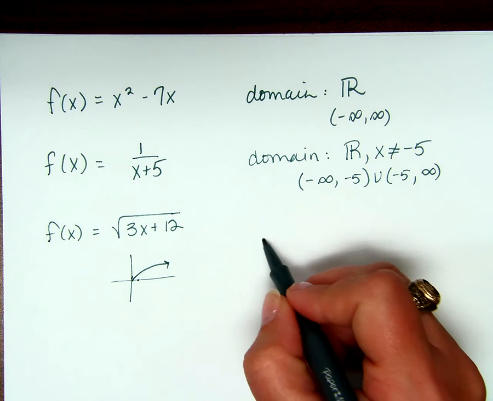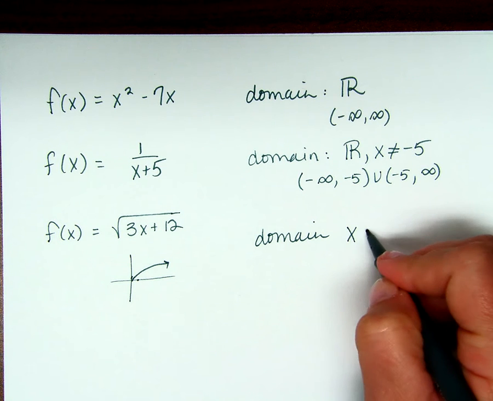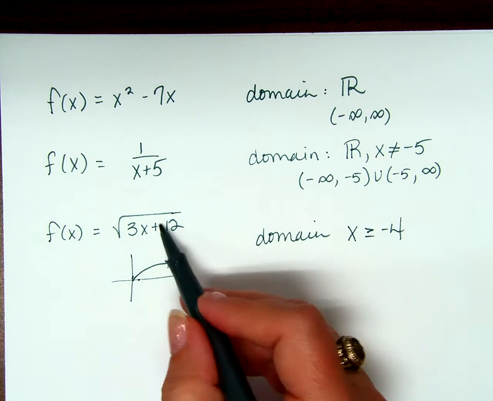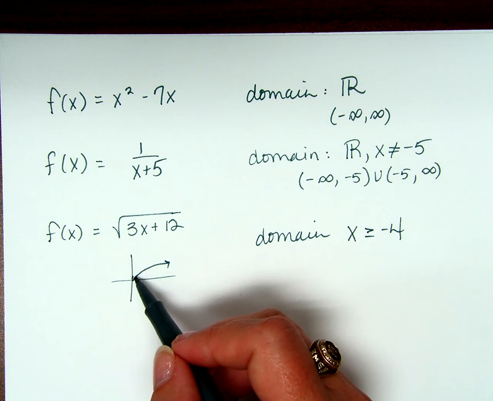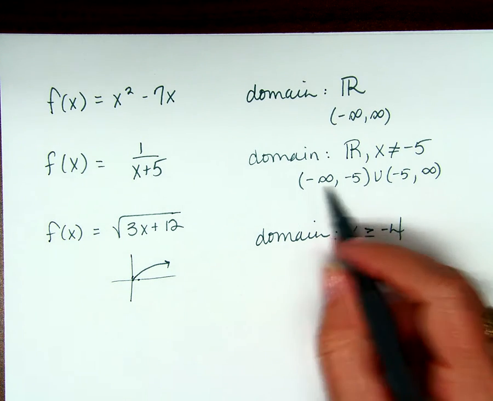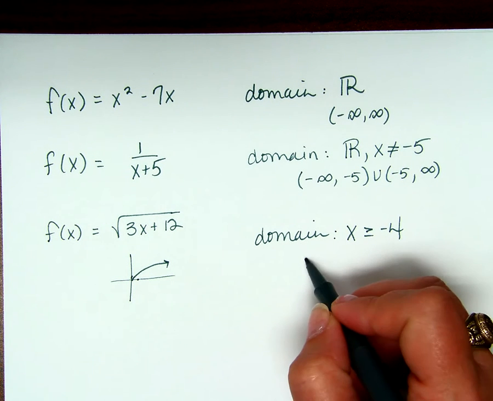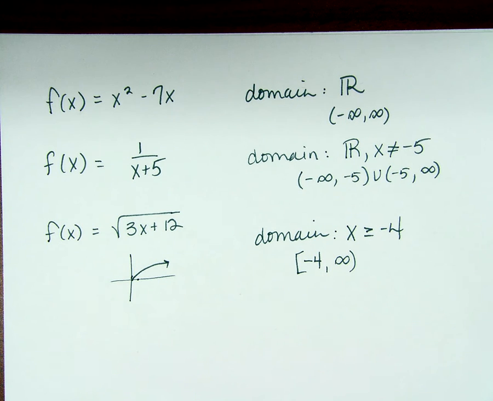So our domain for this function is going to be x is greater than or equal to negative 4. Negative 4 is what we found when we set this equal to 0, and we know it has to be everything greater than that number because that's where the transformation is happening. So in inequality notation, that's what it looks like. In interval notation, it's just going to look like this, from negative 4 to infinity.